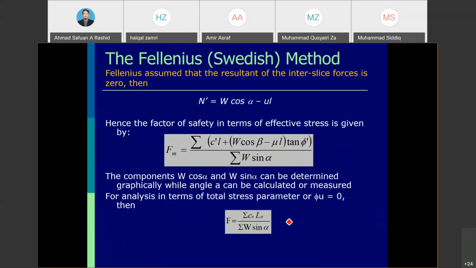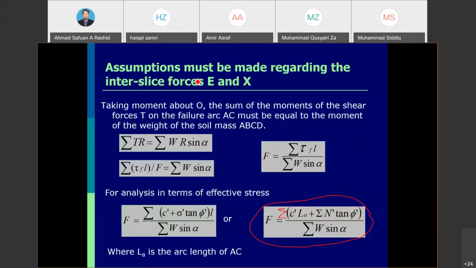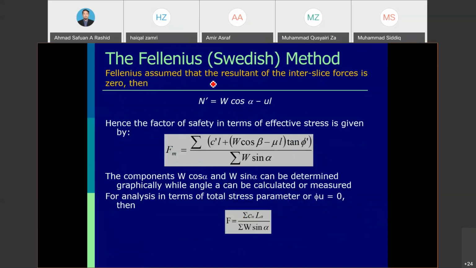Okay. So in Morgenstern-Price, filling assume that the resultant of the interslice force is 0. Okay, maknanya yang E dan S ni dia assume force is 0. The resultant, the value for X1, sorry, E1 and E2, and X1 and X2 is 0. Okay, so then they come up with this equation. So that is for the Fellenius.